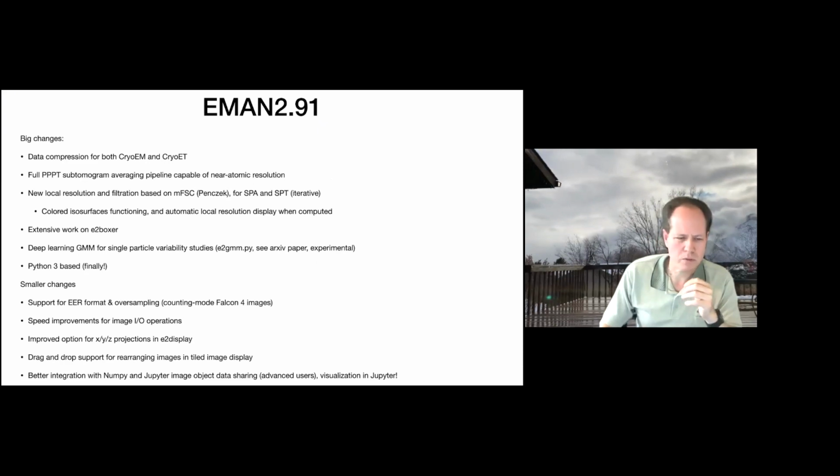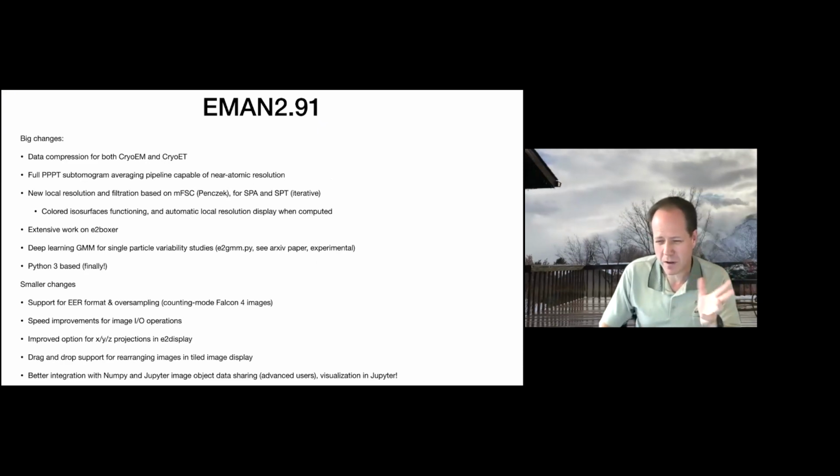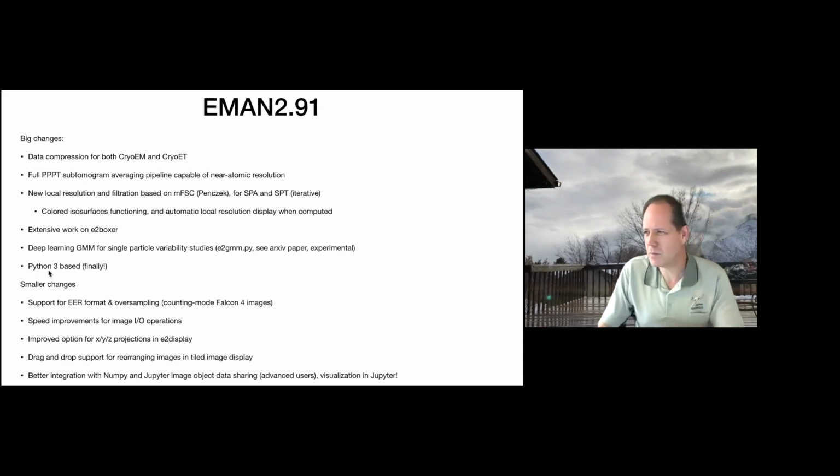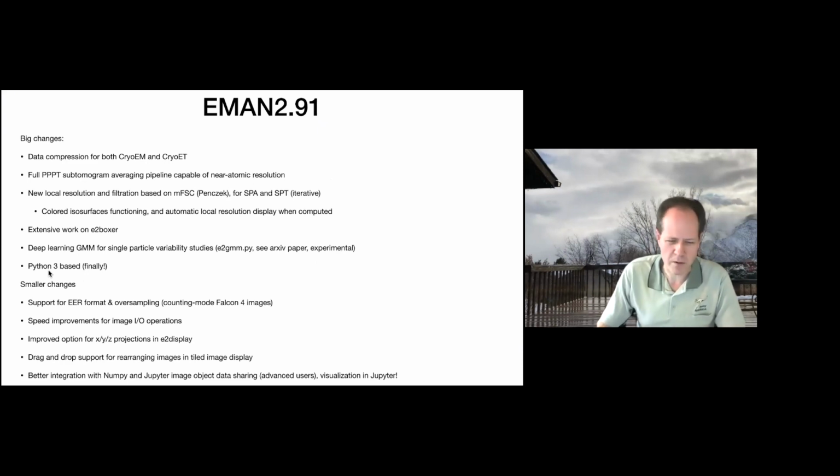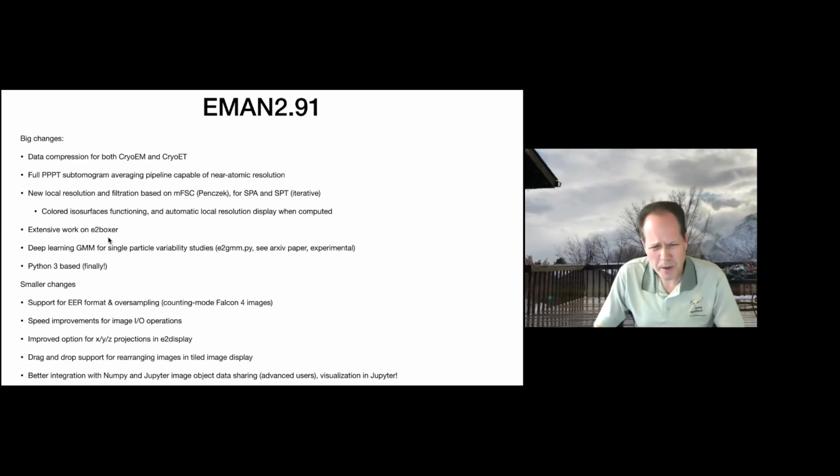So EMAN 2.91 was a long time coming. The biggest thing we were doing was the switch from Python 2 to Python 3, which just took a really long time to get everything working properly. So that's probably the biggest reason why it was delayed. Of course, a lot of developments took place during that time. There's a bunch of large things that changed and smaller things that changed. I'm going to go through a few of these things in more detail today.